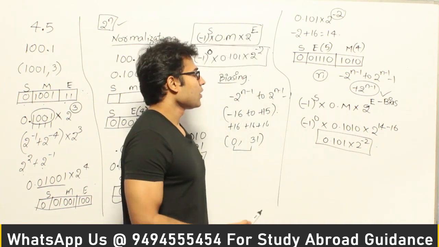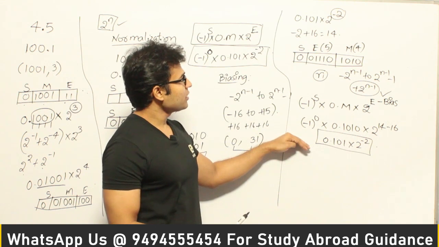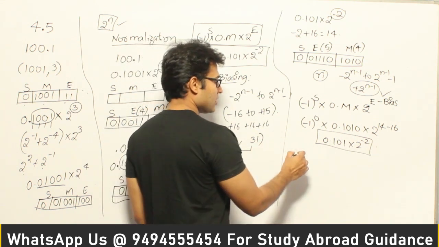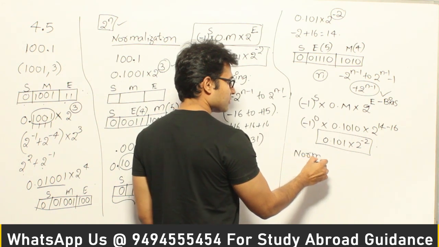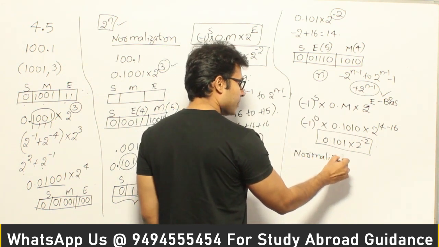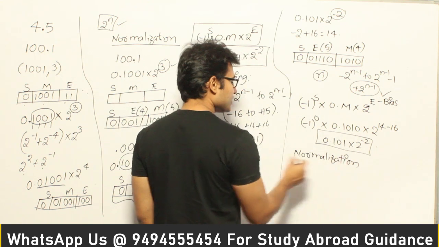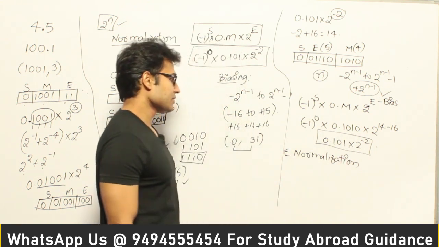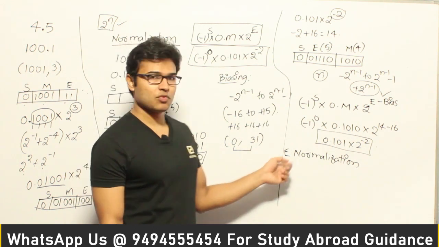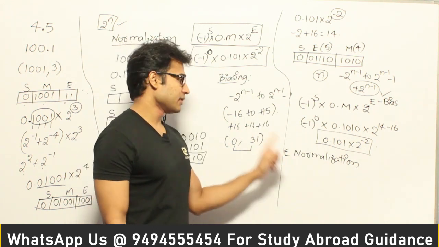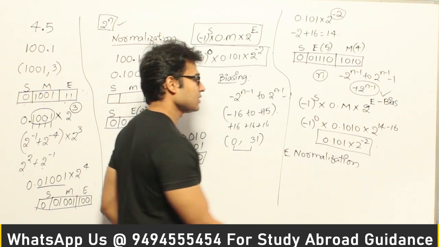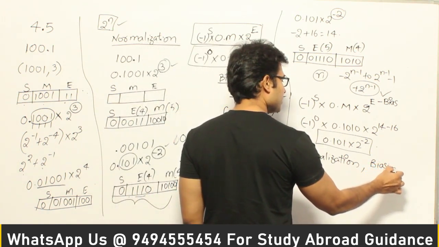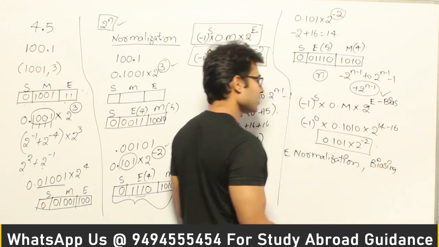Got it? Okay, now this is what is called as normalization. So what are the methods that we have used? One is I have used normalization, right? And in particular this normalization is called as explicit normalization. Why explicit normalization is, okay, I'll tell you when we discuss about implicit normalization. So the method that I used is explicit normalization and also biasing. So biasing means I have added some number to the exponent to make it a positive number.